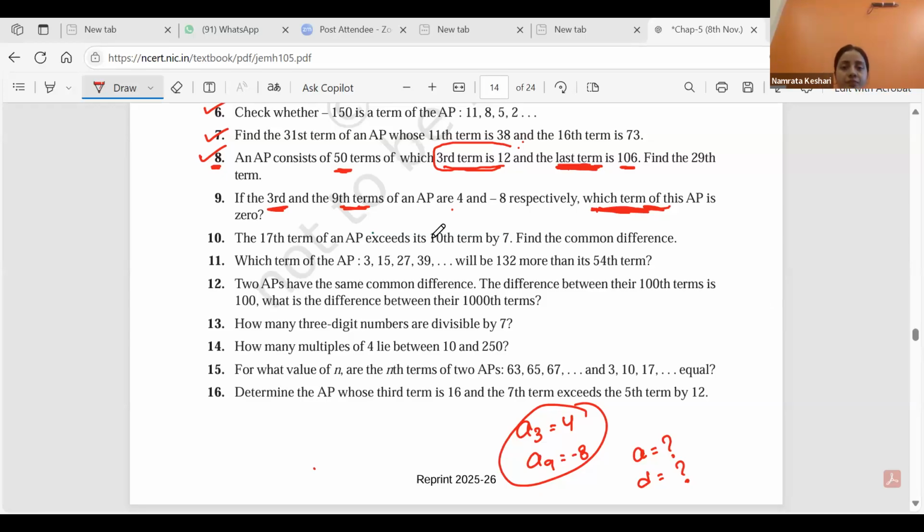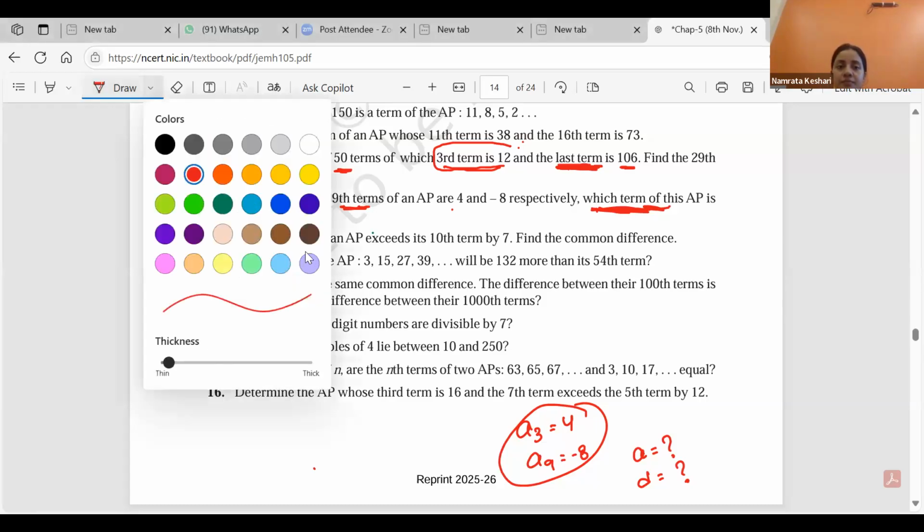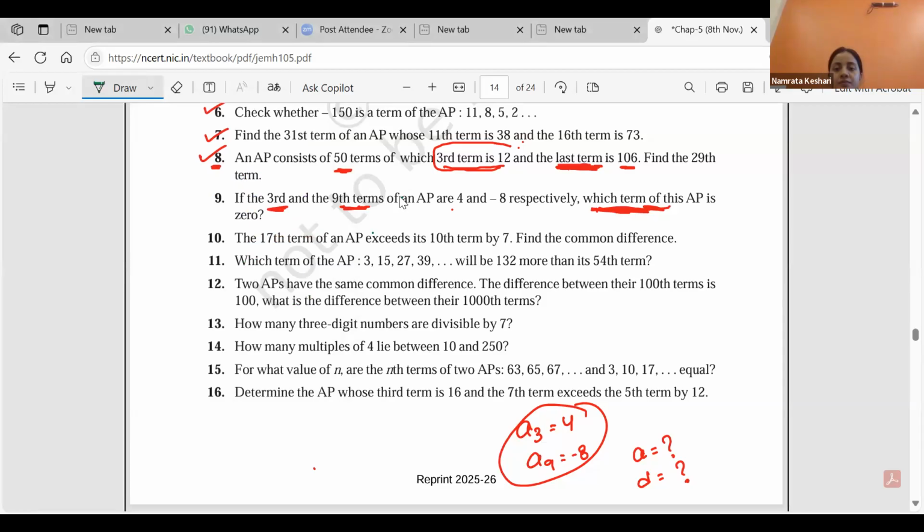Yes, what did you get as A and D? Ma'am, A is 8 and D is -2. A you said 8 and D is -2. Yes. Okay. Everyone, please check. Are you getting the same?